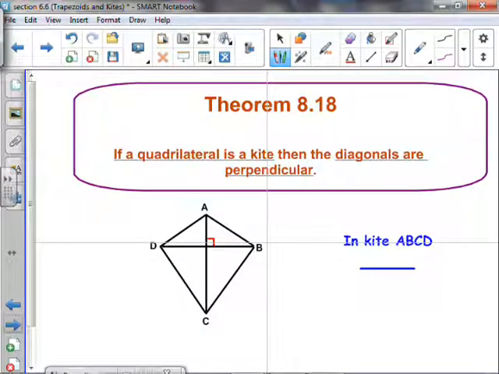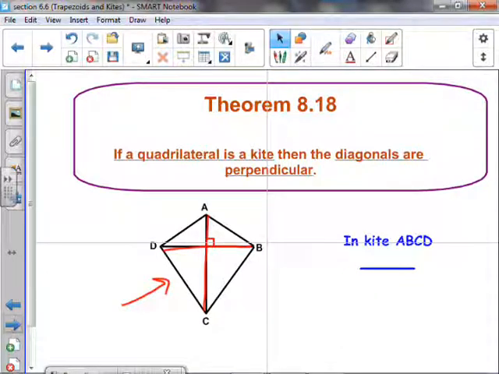and we are on to theorem 8.18. If a quadrilateral is a kite, then the diagonals are perpendicular. This one's fun, and it's pretty easy to remember too, because, hey, look at that picture. Doesn't that exactly look like what you used to fly as a kid if you flew kites like I did? These are your cross beams that support the kite itself when you're flying it, and so they will always be perpendicular. Okay? There's nothing hard about this. In kite ABCD, AC is perpendicular to BD.